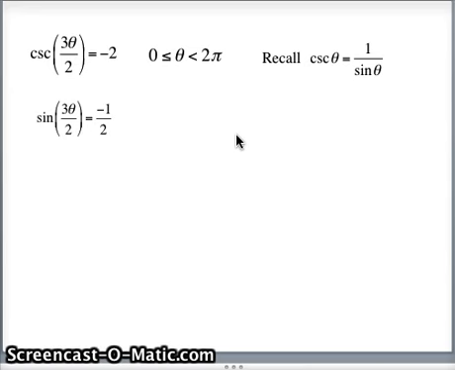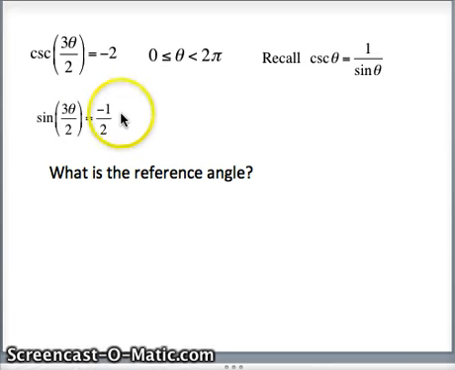We're going to need to think of a reference angle, and we're going to need to think of possible quadrants. So the first question we'll ask is, what is the reference angle? Well, what do we know? Do we know an angle whose sine is 1/2? And of course we do. The sine of pi over 6 is 1/2. Remember, the reference angle is always a first quadrant angle, always between 0 and pi over 2, between 0 and 90. So the reference angle here is pi over 6.